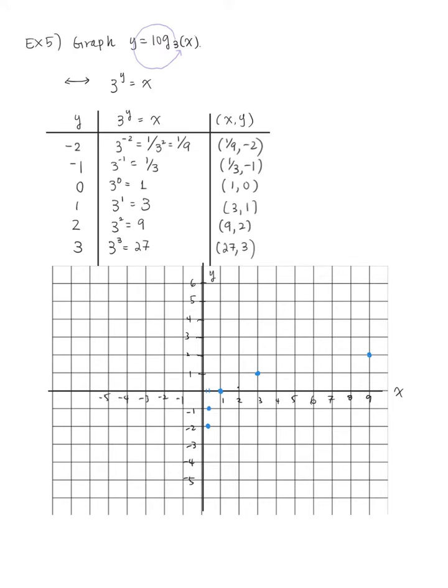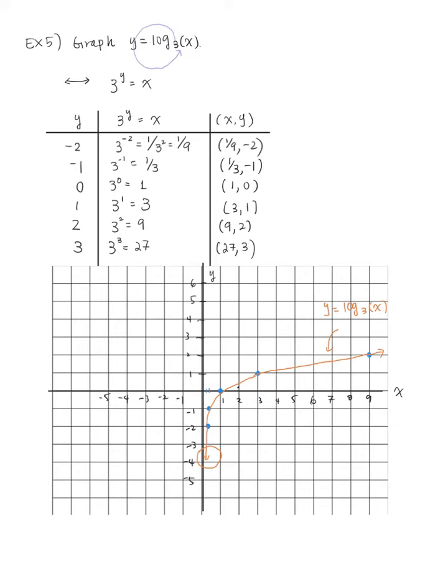Let me just change the color of it. Now the log function, the tail end, which is this tail end, will never ever touch the y-axis. So the y-axis becomes the vertical asymptote. So what we did here was we just graphed 3 to the y equals x, but remember that's equivalent to y equals log base 3 of x. So precisely this curve right here is y equals log base 3 of x.